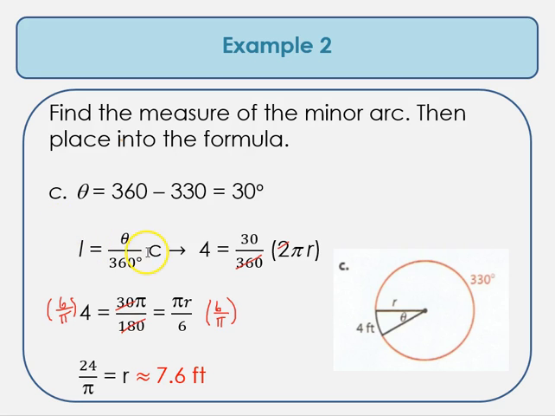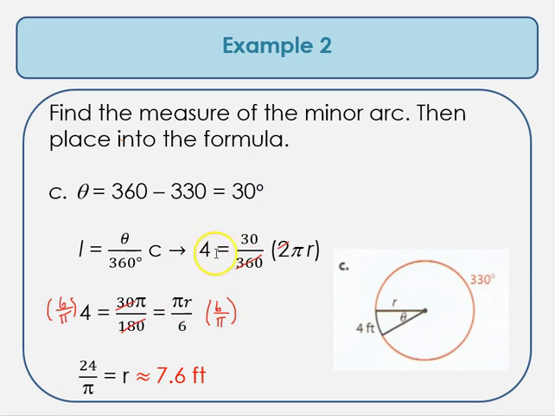So using our formula, we'll substitute the values that we know about. We have an arc length of 4. We have 30 over 360. And how did we get that 30 degrees for theta here? Well, we have a major arc length of 330. So all we have to do to find the degrees of the arc length is 360 minus 330, which is 30. And remember that the arc length, the degrees in the arc length will be the same as the central angle. So theta equals 30.